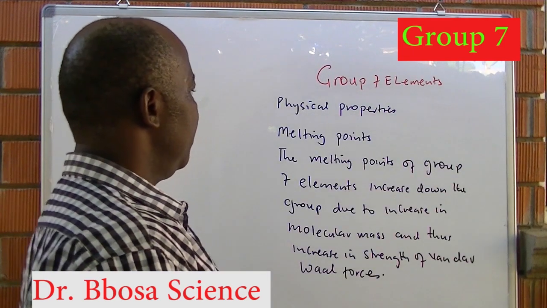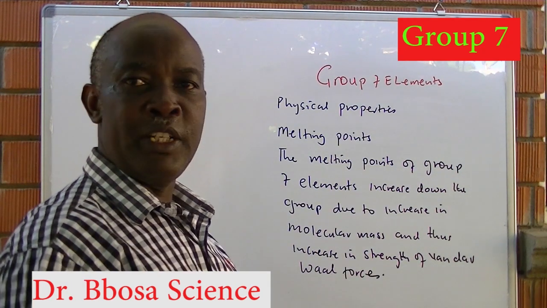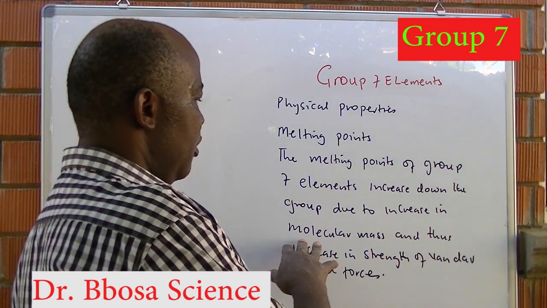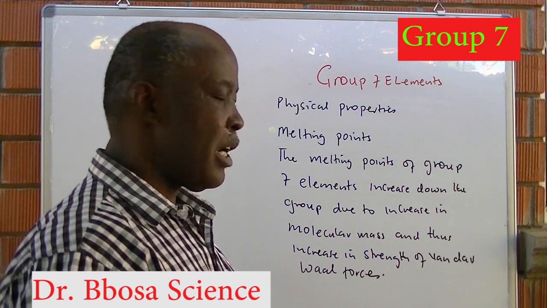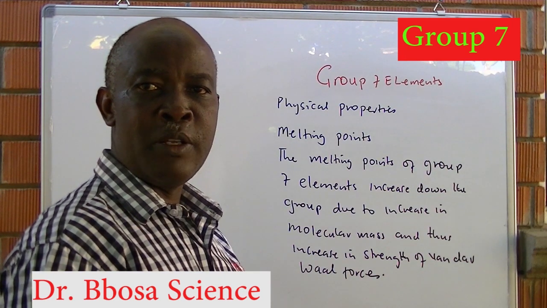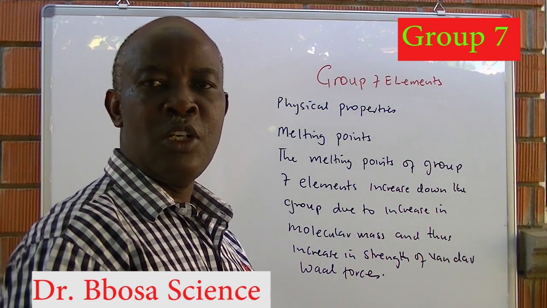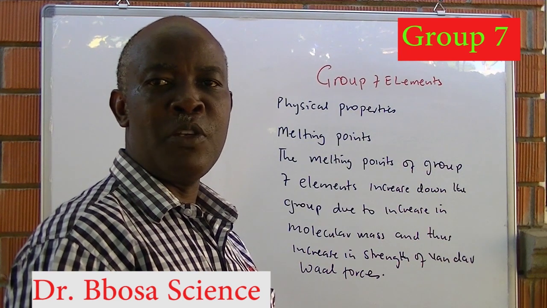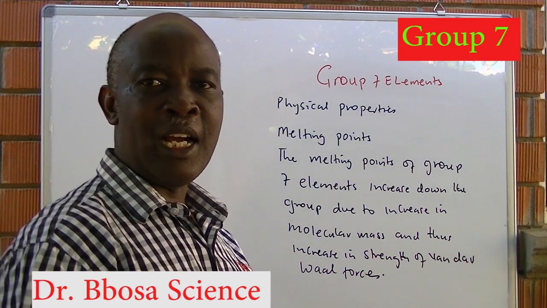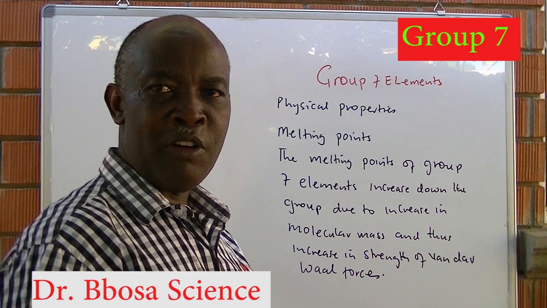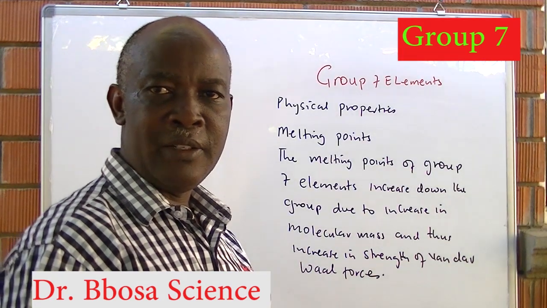Melting points: the melting points of group 7 elements increase down the group due to increase in molecular mass and thus increase in the strength of van der Waal forces or molecular forces. The size of molecular forces increases with the molecular mass. Fluorine is a gas, chlorine is a gas, bromine is a volatile liquid, while iodine is a volatile solid.